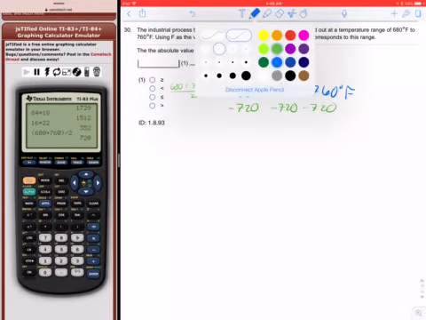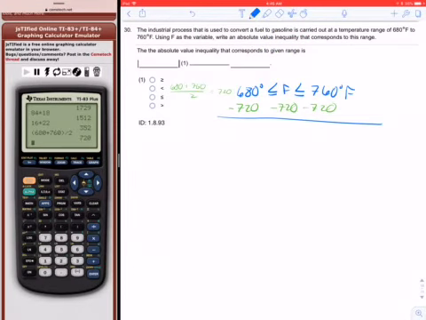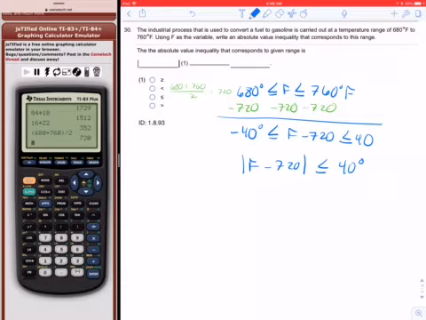Let's see what happens. That's negative 40 on the left, F minus 720 in the middle, and 40 on the right. So now in this form, we see that the absolute value of F minus 720 needs to be less than or equal to 40 degrees. Now it works. We went from the proper form to the desired result. So that's why we get the absolute value of F minus 720 less than or equal to 40 degrees. I think that's the correct answer.